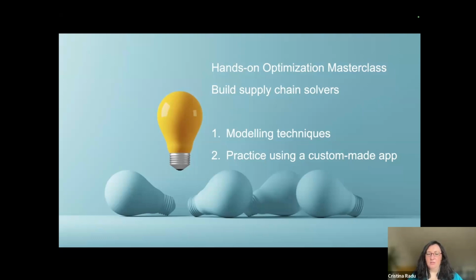So how do we look at the supply chain problem and how do we model it? What techniques do we need to use? And we have Felipe here from AMPL who built a custom-made app, which we will be using to practice. And we are going to present it a little bit in this session. And then in every session, you will use it more and more.